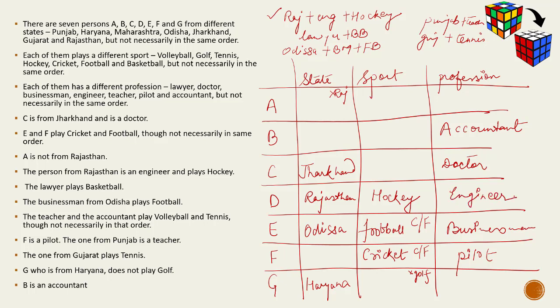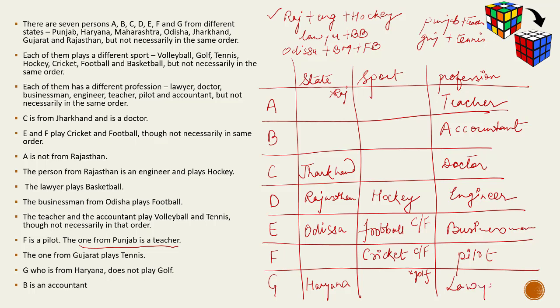Now this point, that the teacher and the accountant play volleyball and tennis, but not necessarily in the same order. So we need to see if G can be the teacher. But when we look at this point, that the one from Punjab is a teacher, the teacher should belong to Punjab, and we know that G is actually from Haryana. So G cannot be the teacher. So we've already allotted professions to 5 different people. So the teacher can only be allotted to A now. So that leaves us with G being a lawyer.